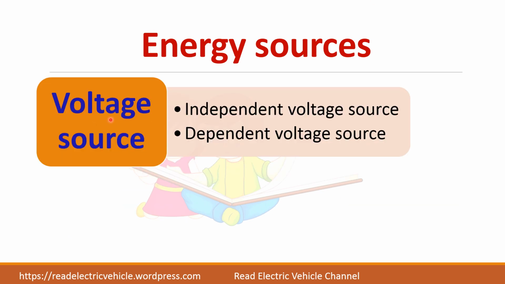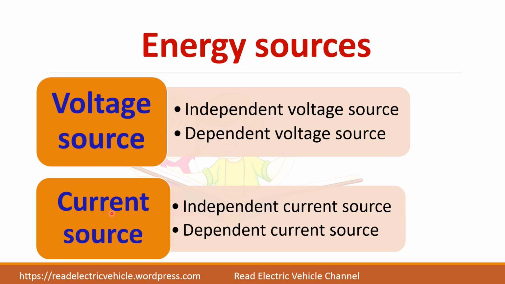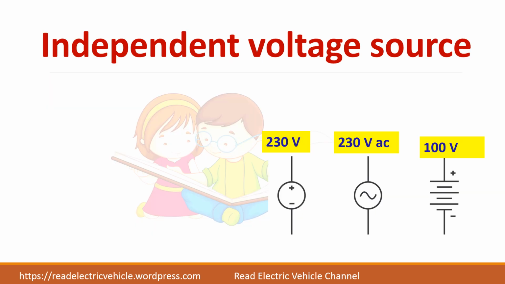So the voltage source can be an independent voltage source or a dependent voltage source. Similarly, the current source can be an independent current source or dependent current source. Let us see what you mean by an independent voltage source.